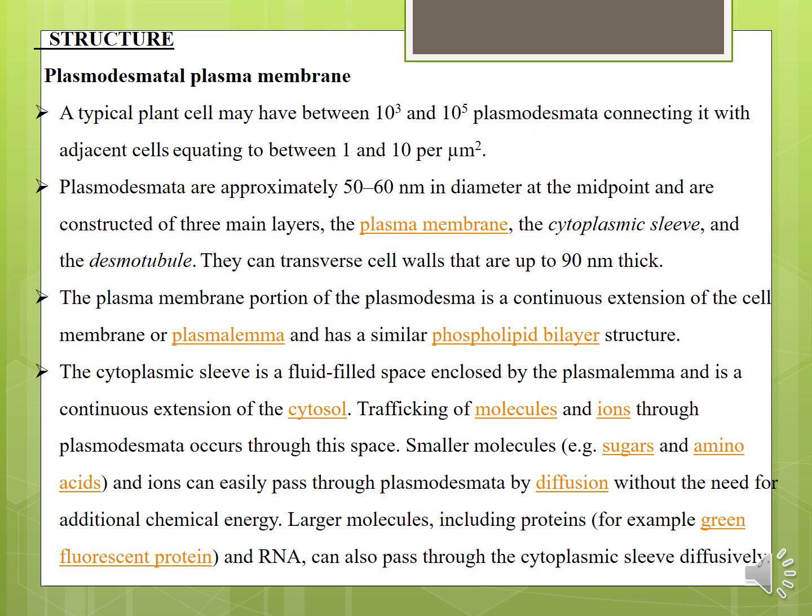Then the molecules will be sugars, amino acids, ions. That will be done by the diffusion method. Larger molecules including proteins, that is green fluorescent protein and RNA, can also pass through the cytoplasmic sleeve by the diffusion method.